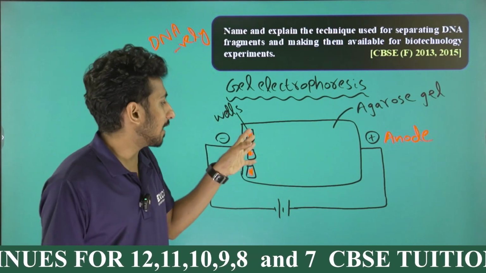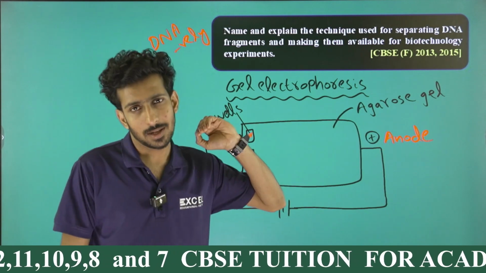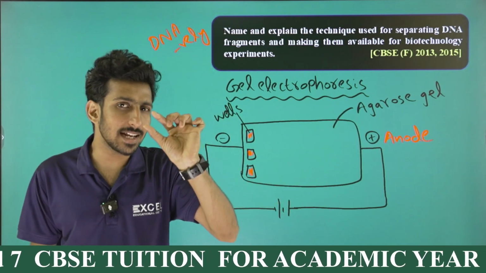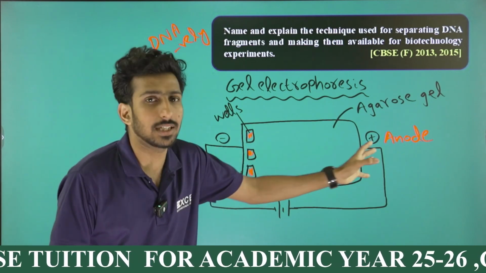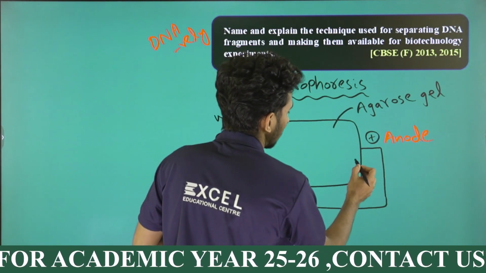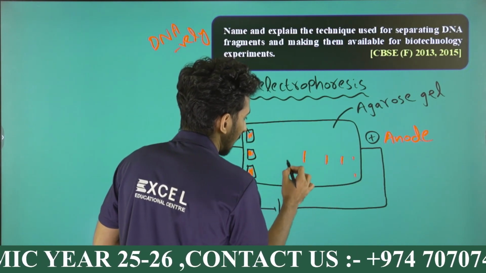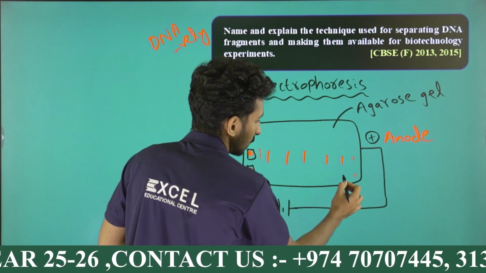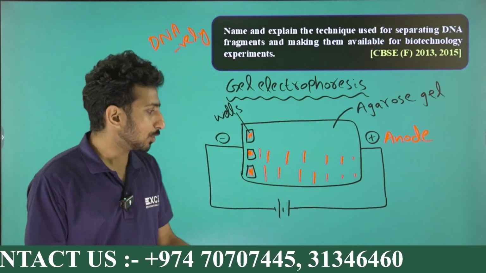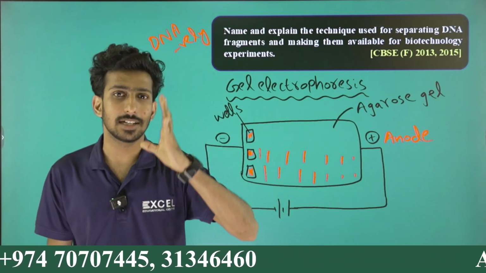These DNA fragments will move through the sieving effect of the gel, and smaller DNA fragments can move farther through the small sieves of the gel. Smaller DNA fragments will reach here faster, and comparatively larger ones will be here. Smaller fragments will be here and larger fragments will be here. Now the DNA fragments are separated based on their size in an electric field.